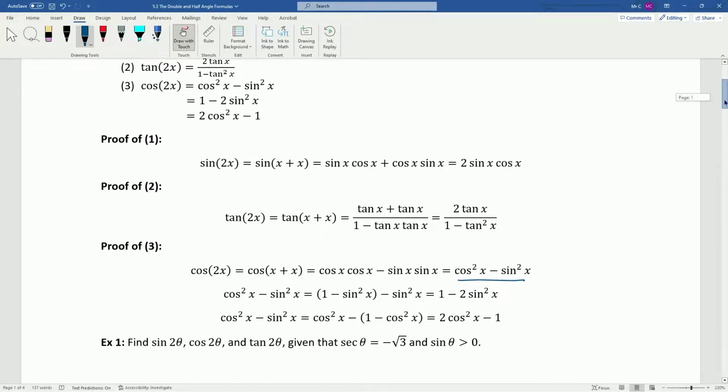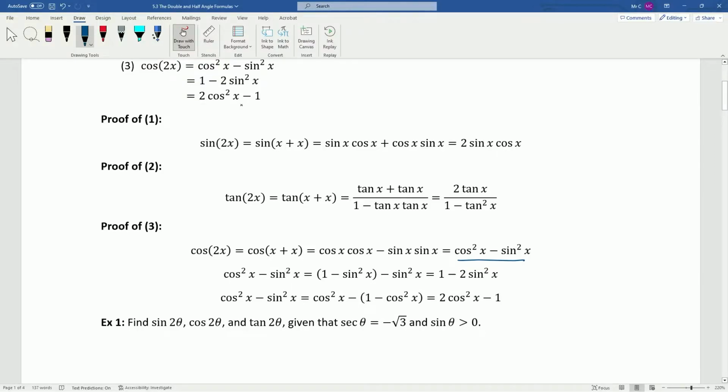But there are 3 different forms that are useful. So each of these 3 forms comes in handy at various times. And I can tell you, these in particular, all of these double angle formulas get used a lot in Calculus 2. If you're going on to Calculus 2, you will see these formulas come up a lot in various problems that you need to solve.